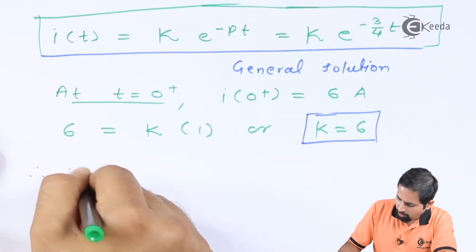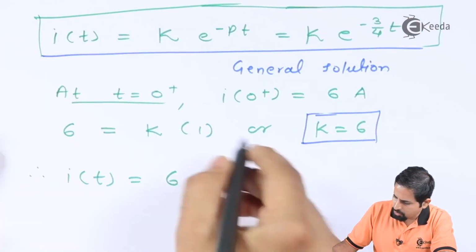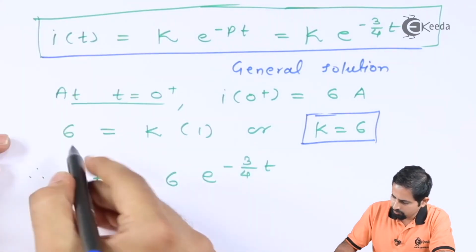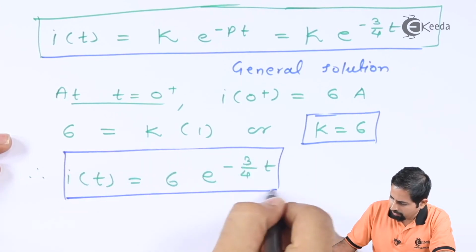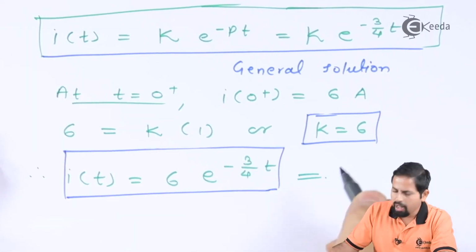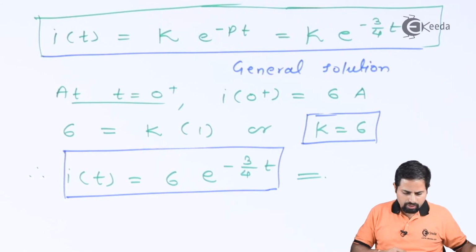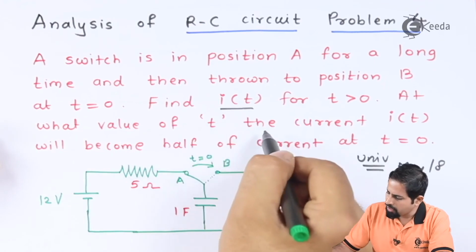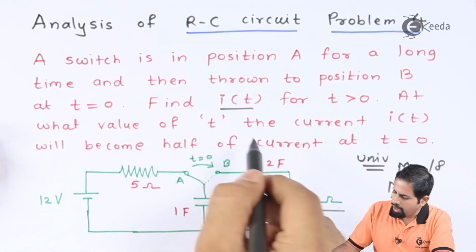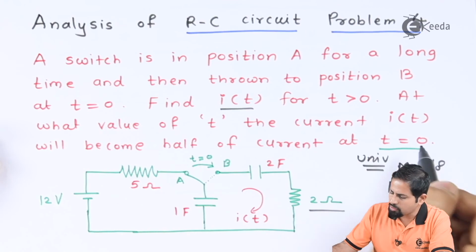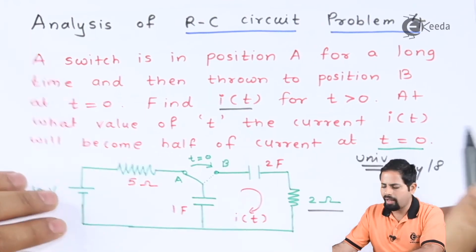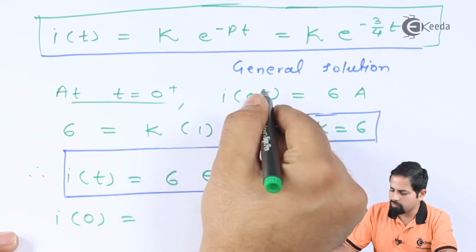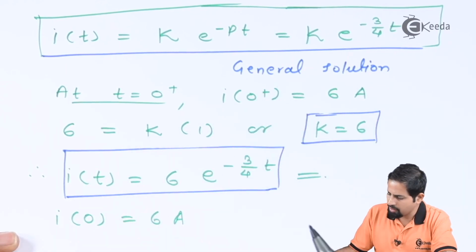So this I of t will now become 6 into e raised to minus 3 by 4 into t. And this is the required current and required answer. But there is one more question, and they are saying, at what value of t the current I of t will become half of current at time t equal to 0. So we should know what is the value of current at time t equal to 0. So I of 0 is nothing but equal to I of 0 plus, that is equal to 6 amperes.